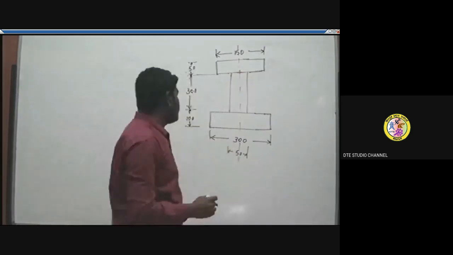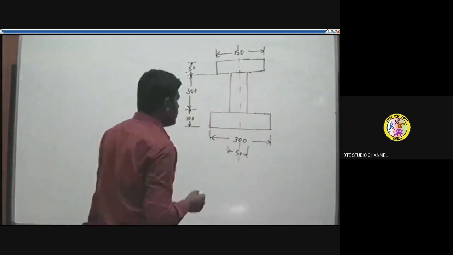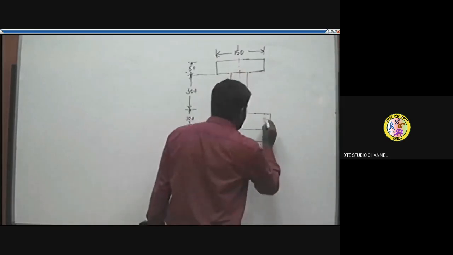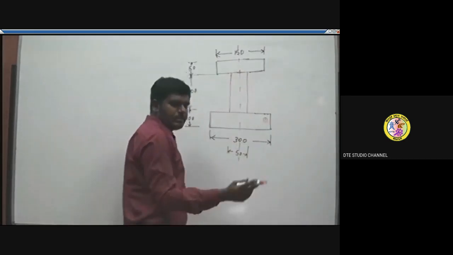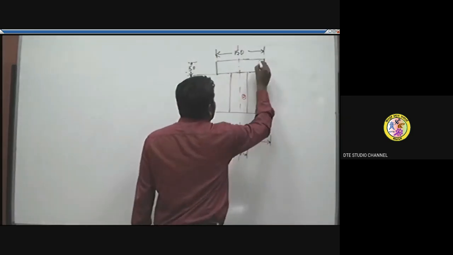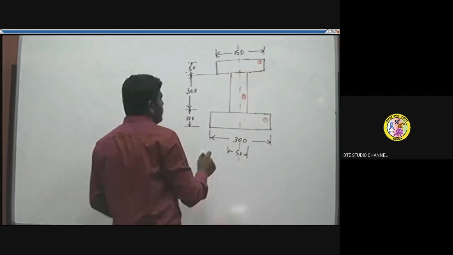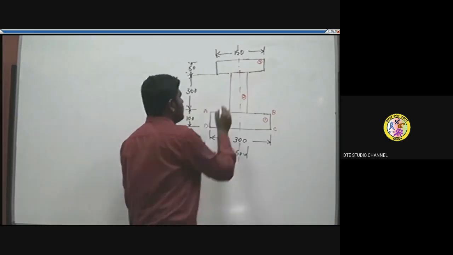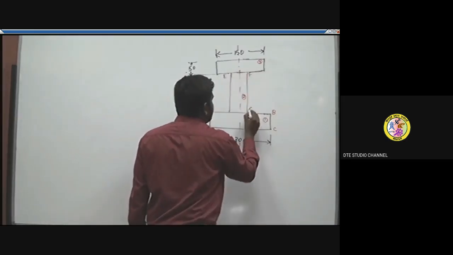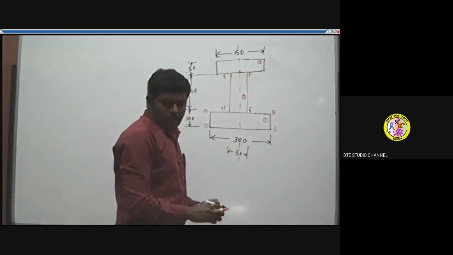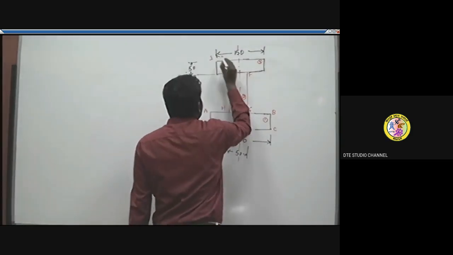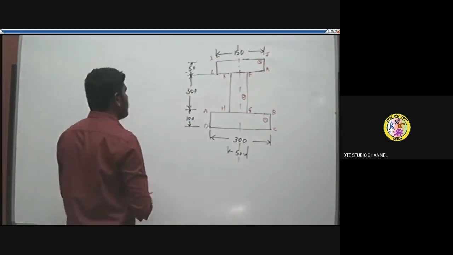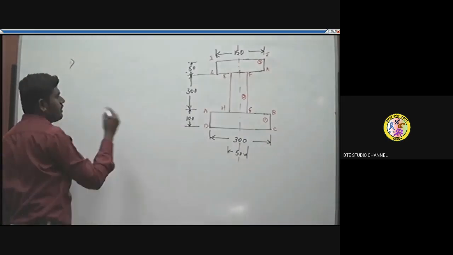So the first step is to divide this I section lamina into 3 individual laminas, that is, rectangles. I name the bottom flange as 1, the web as 2, and the top flange as 3. I'll name the corners A, B, C, D, then E, F, G, H, and then the top flange I, J, K, L. In the first step of the problem, I divided this lamina into 3 rectangles.